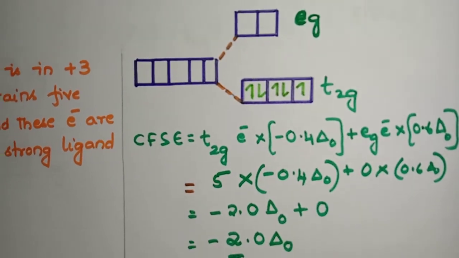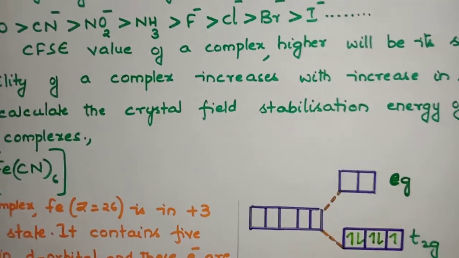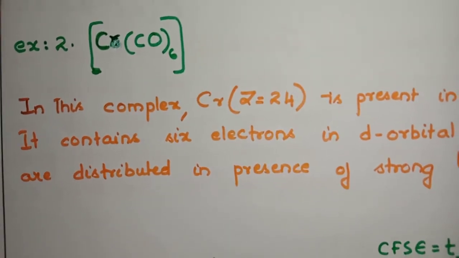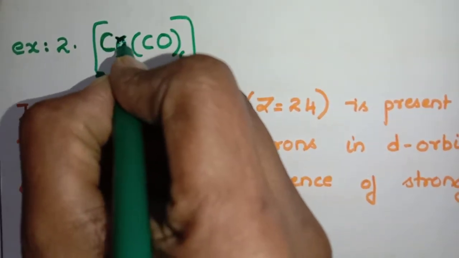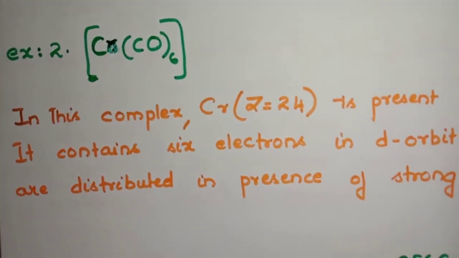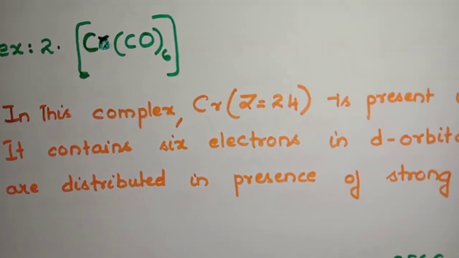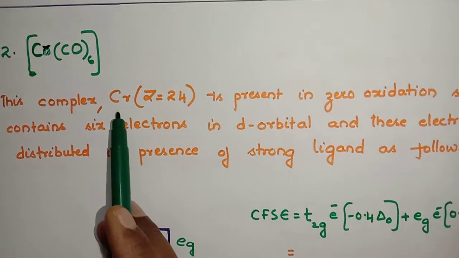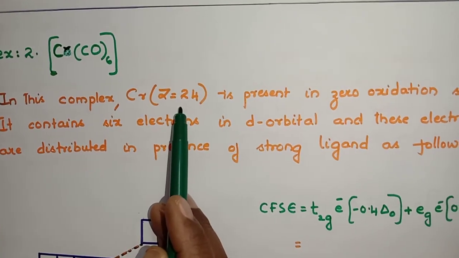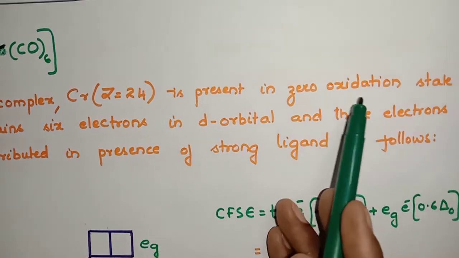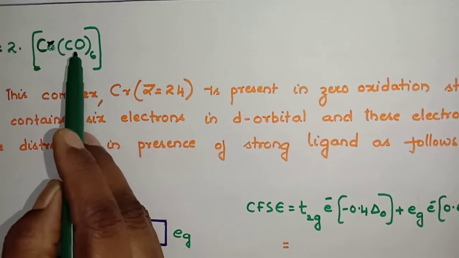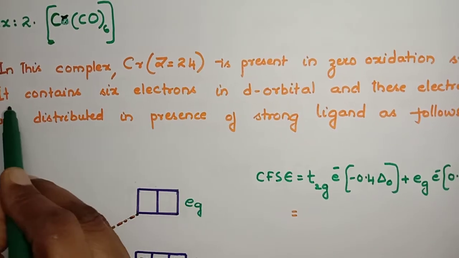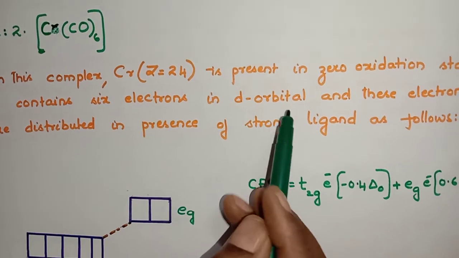Students, clear? Next, moving on to the second example. Here I have taken Cr(CO)6. The central metal atom is chromium and the ligand is the carbonyl group, CO. The atomic number of chromium is 24, and chromium is present in the zero oxidation state, because the carbonyl group is a neutral ligand.